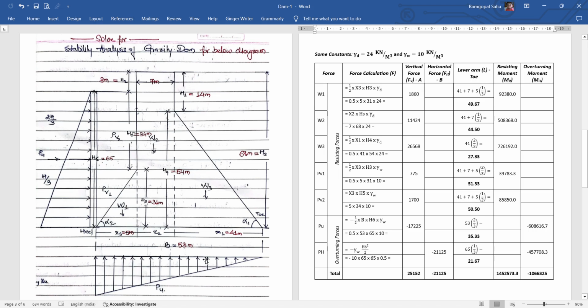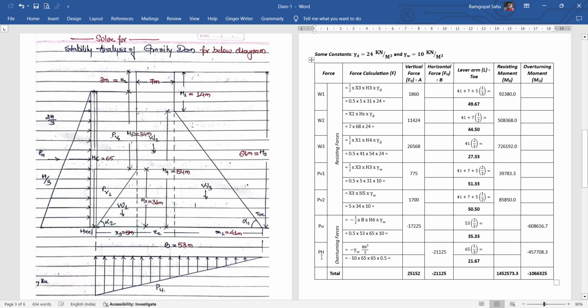Now for uplift pressure, the pressure diagram is a rectangle and the moment is taken from toe. So toe end is in acute angle. So here the location of the CG will be 2/3 of the base. So base of the section is B equal to 53. So 53 into 2 by 3.